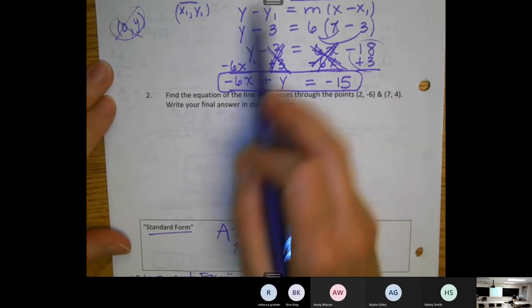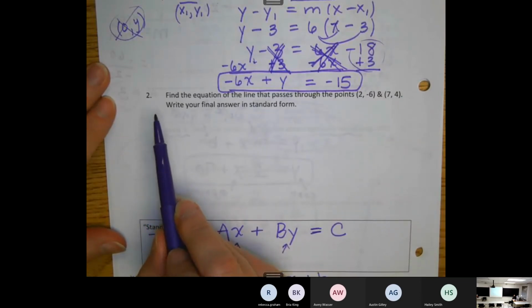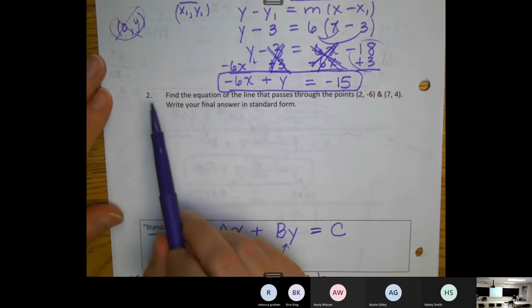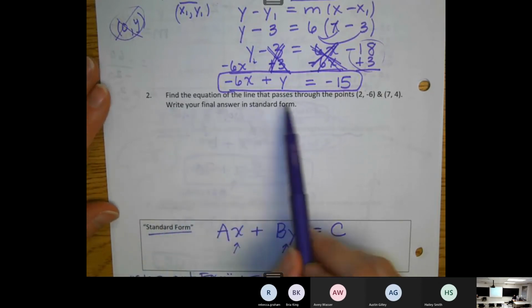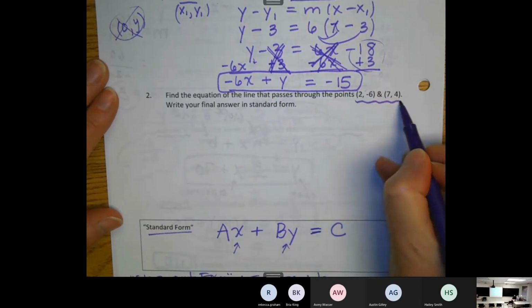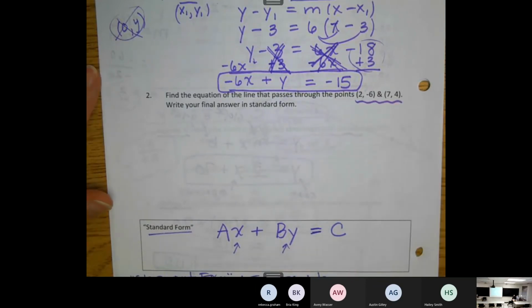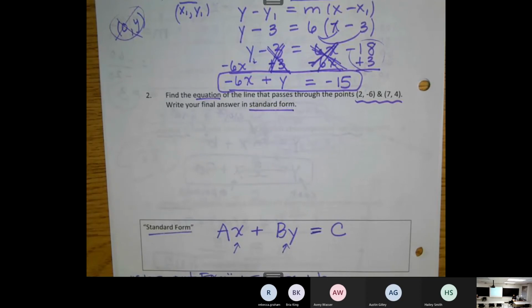Will I get a chance to try that out again in number 2? There's something a little more we need to do also for number 2, though. Notice what they want this time. It says find the equation of the line that passes through the points. And they give us 2 points that the line goes through. So we're still trying to write an equation. We still want it in standard form. But the information they gave us to start with is a little bit different.